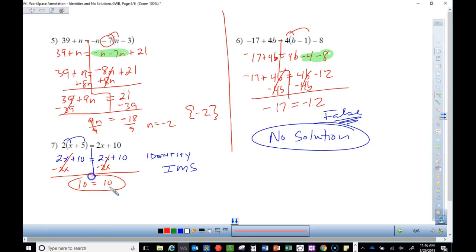That's true. All the variables are gone, so we don't have a solution. We don't have one solution. But we might have either none or infinite, and this time we have infinitely many solutions. Infinitely many solutions.